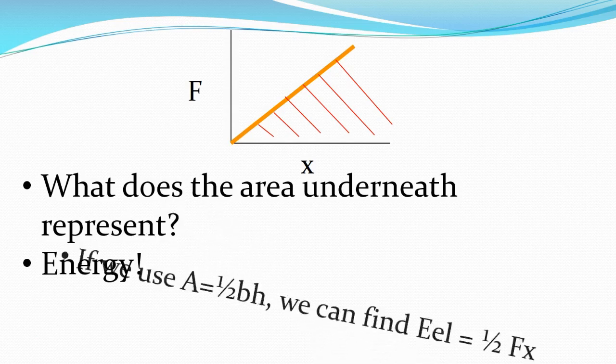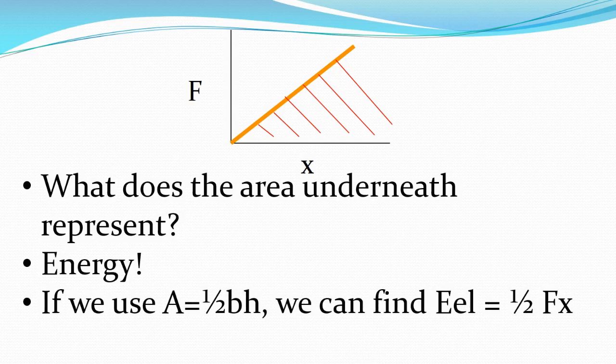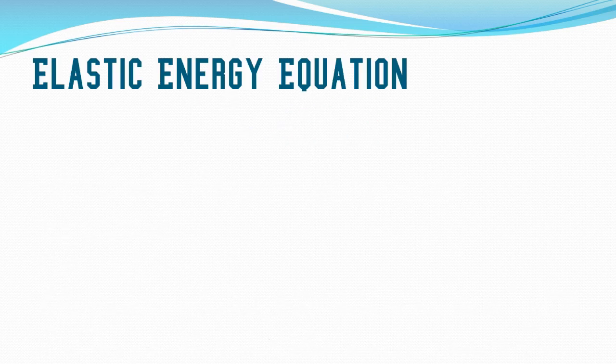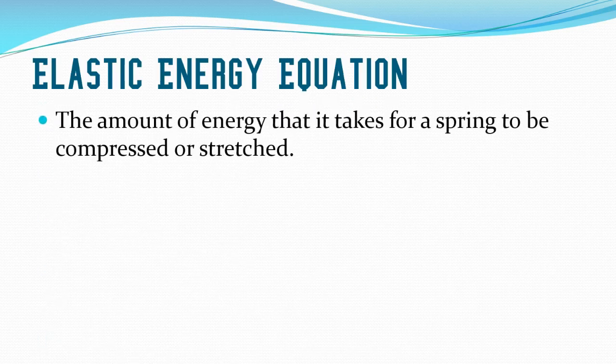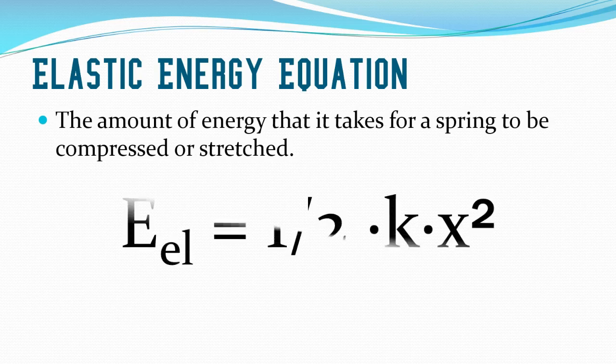If I wanted to calculate from this graph the amount of energy, I would take the area underneath the graph. In this case, I'm using 1/2 base times height, so if instead my base is x, my height is F, I can rewrite this formula. If I need to find the amount of energy required to compress a spring or to stretch a spring, I would use this formula based on the area underneath the graph and the force formula that we just calculated.